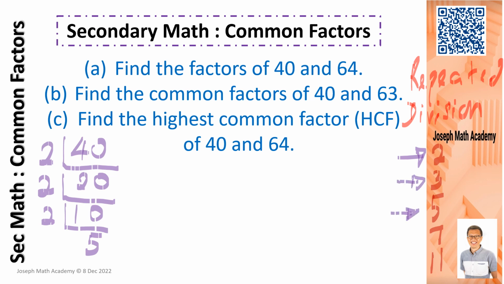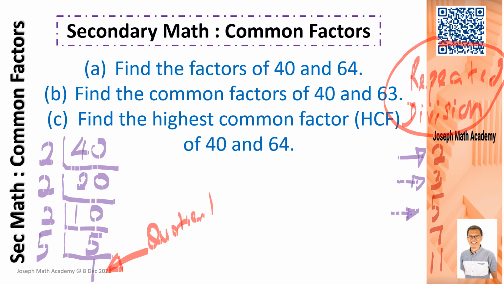Let's move on to the third one, which is 5. 5 divided by 5 gives us quotient 1 and remainder 0. Once we end at quotient 1, the repeated division is complete. It will always end with quotient 1. It must stop at quotient 1, which tells us that the repeated division way of doing common factors ends.